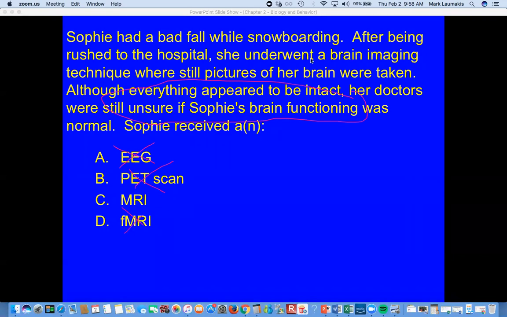So again, if you can use a process of elimination like that, even just to get it down to 2 choices or maybe 3 choices instead of 4, you start tipping the balance in your favor in terms of getting more of these multiple choice questions right. Okay?